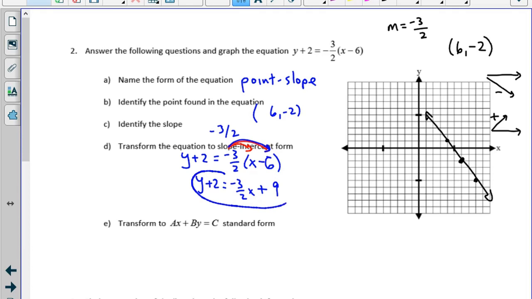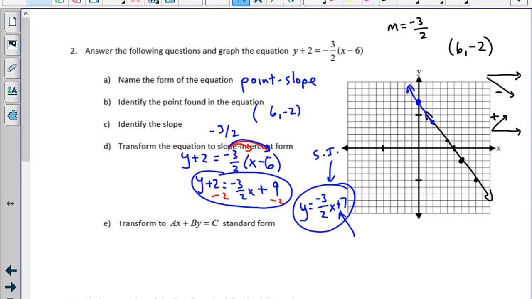So this is step 1. Now, all I need to do is subtract 2 from both sides, and I will end up with the slope-intercept form. So I have y equals negative 3 halves x plus 7. This is the slope-intercept form of the equation of the line. Notice that if I continue this graph, it should intersect at 0, 7, which is the y-intercept here. If I continue to go up 3 to the left 2, I will end up running into that point.